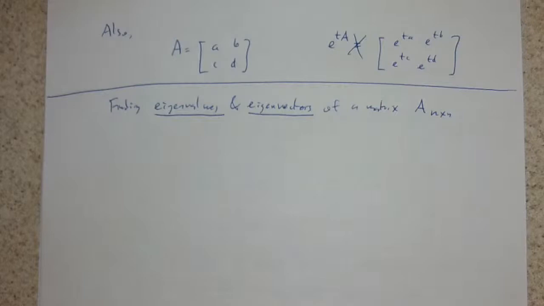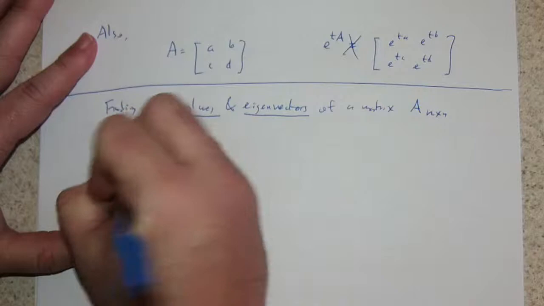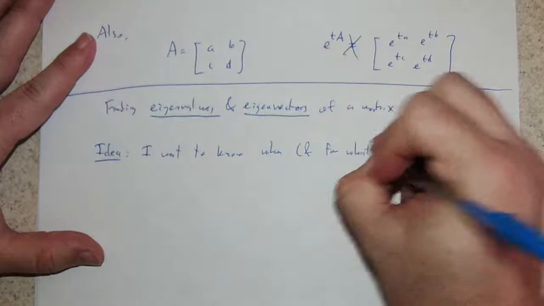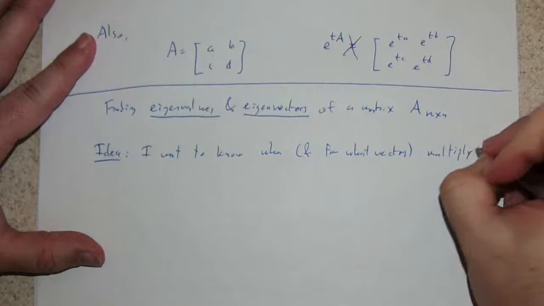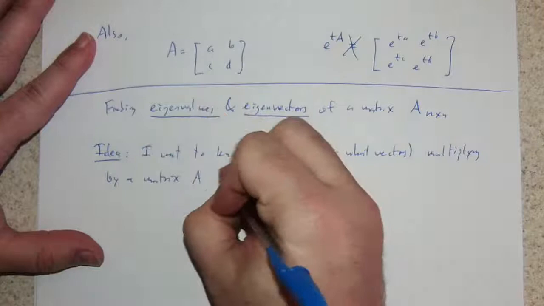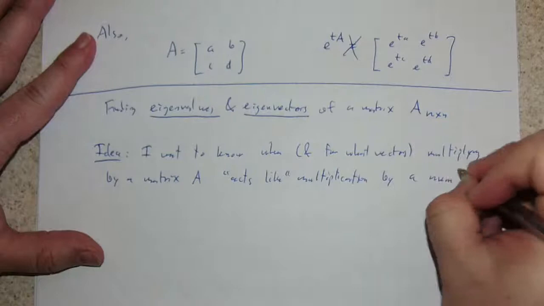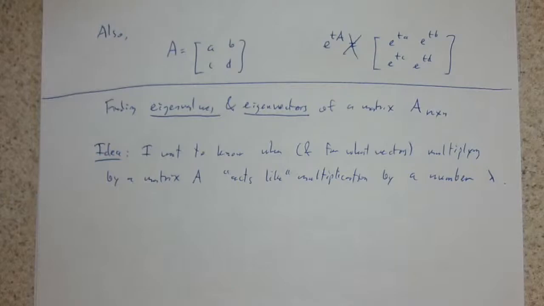And so, how does this work? So first of all, I have to define what an eigenvalue and eigenvector is. So here's my idea. I want to know when and for what vectors multiplying by a matrix A acts like multiplication by a number lambda. Now, I've specifically used the word number here, okay? I didn't say scalar or constant because typically when I say scalar or constant, the thing that pops into your head is a real number. The reason I left number here as being something ambiguous is that sometimes it will make sense for this number to be a complex number, okay?